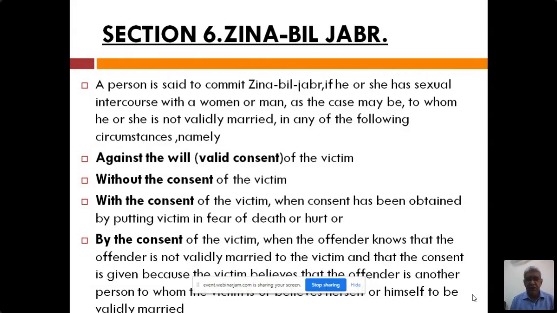So Section 6 deals with zina bil jabr having the element of consent or permission in the form of will, or without the consent, or by putting in the circumstances of fear of death or hurt, or some fraud. Section 375 rape was having three constituents. Section 6 Zina bil Jabr has four constituents dealing with the permission, and Section 375 dealing with the age.